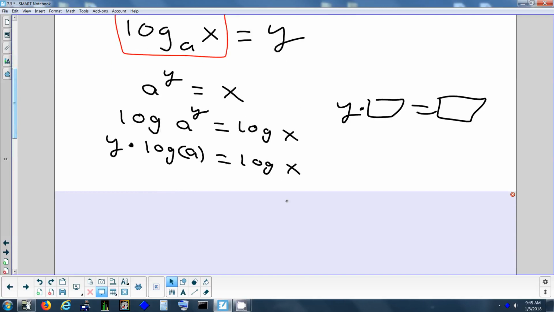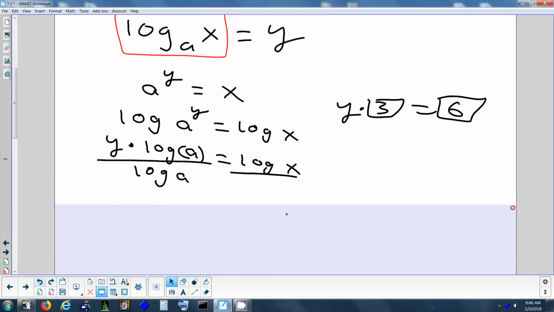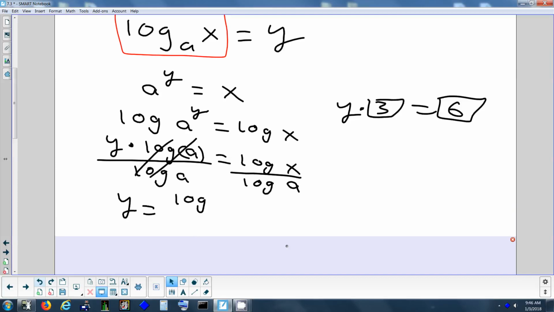You've got to move that whole thing. That whole thing is stuck together. Divide by log a. Whatever you have, if you had a problem like that, you just divide by whatever's next to the letter, and that moves it to the other side. And look at what I just got by itself on the left, y. I started out with y by itself in the very beginning. So I have y equals log x divided by log a.